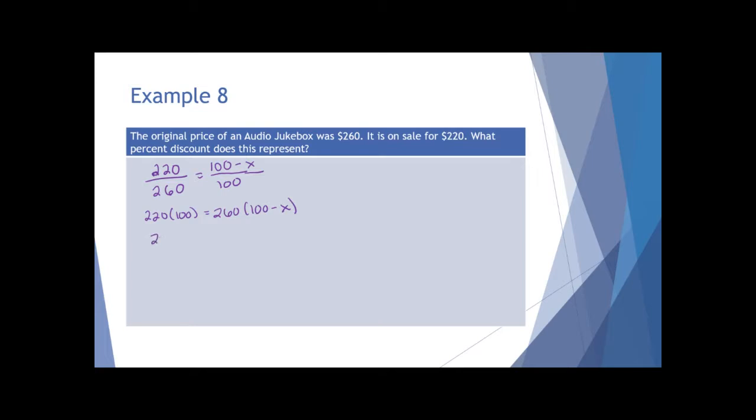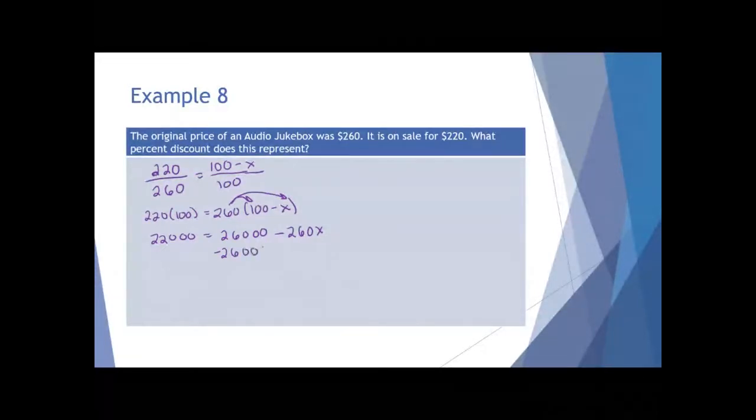So on the left, I simply multiply. And then on the right, I have to distribute. So I have 260 times 100, which adds 2 extra zeros. Then 260 times negative x, so that's minus 260x. So now I need to get rid of the 26,000 on the right because I don't want to have any numbers by itself. I mean, I want to have everything without an x on the left to get away from the x. So I'm going to subtract 26,000 from both sides.